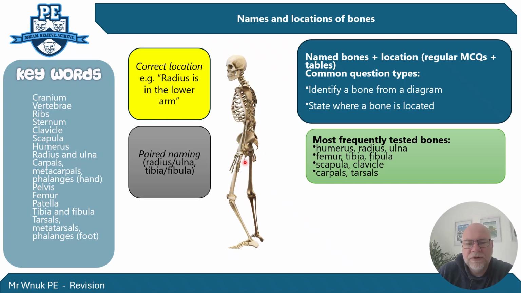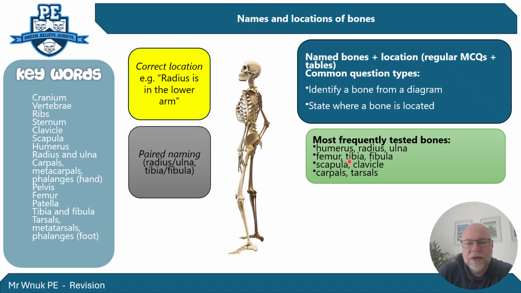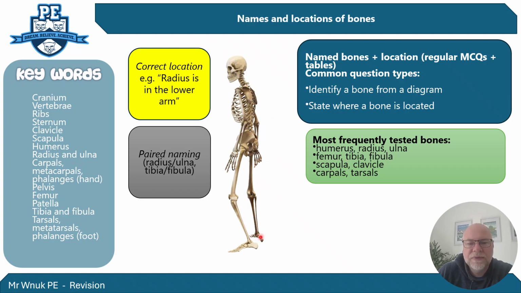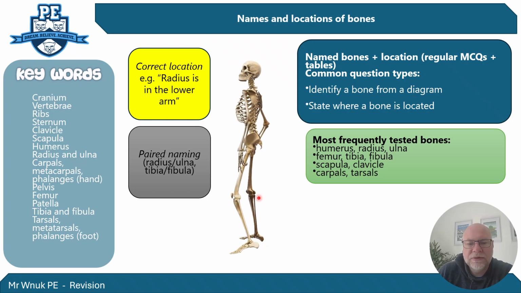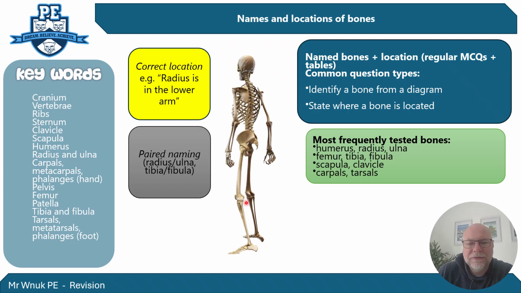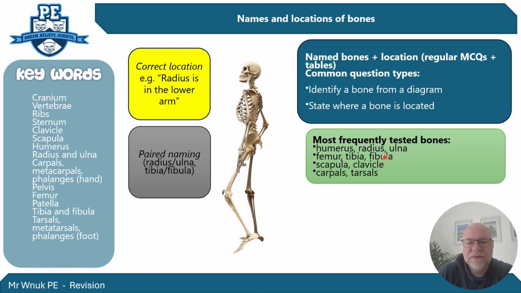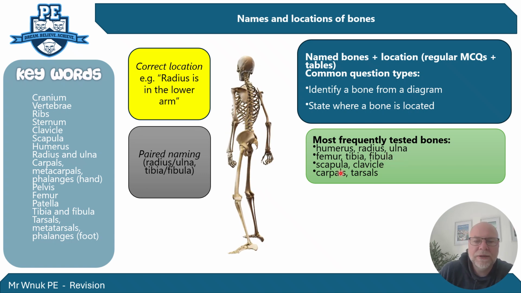We have the femur, which is your thigh bone in your upper leg. We have the tibia and fibula. Now the tibia is your shin bone at the front. The fibula is the little bone or the thin bone at the back. Now make sure you don't spell it fibia. It's fibula. That's a common mistake people make.